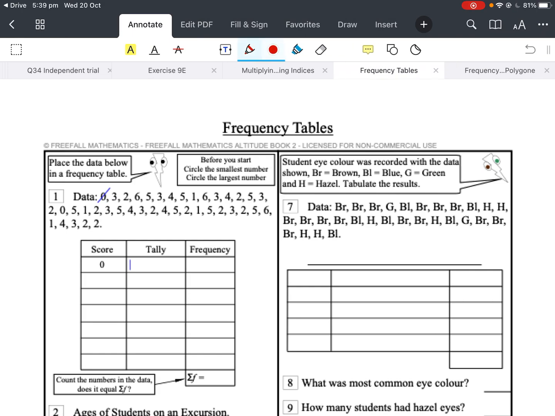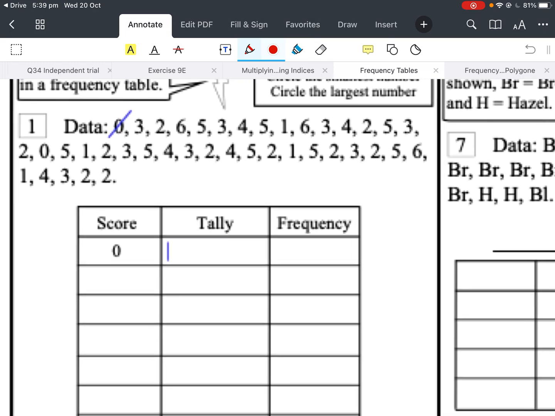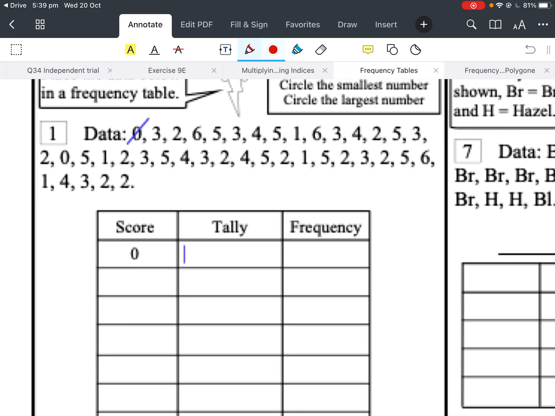Okay, so if you can't remember how to do a frequency table or it's your first time, this is what I would tend to do. I would cross off a number as I put it into the table. They've done the first one for us and that's why there's a stroke there, okay?